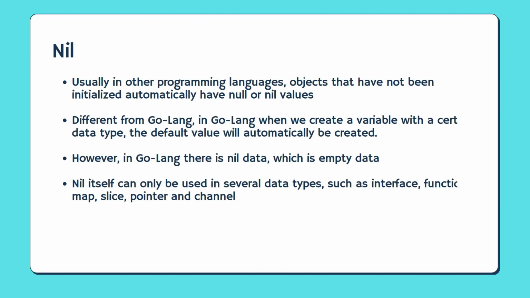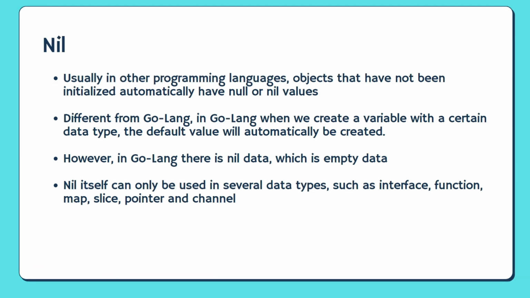Nil. Usually in other programming languages, objects that have not been initialized automatically have null or nil values. Different from Golang, in Golang, when we create a variable with a certain data type, the default value will automatically be created. However, in Golang, there is nil data, which is empty data. Nil itself can only be used in several data types, such as interface, function, map, slice, pointer, and channel.